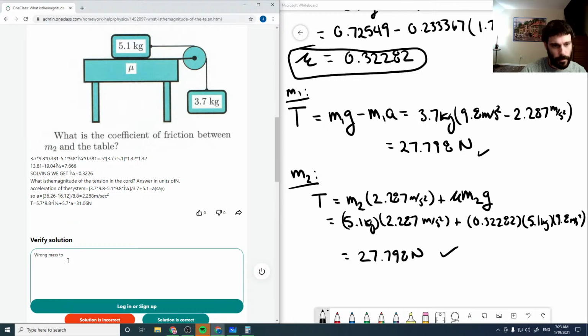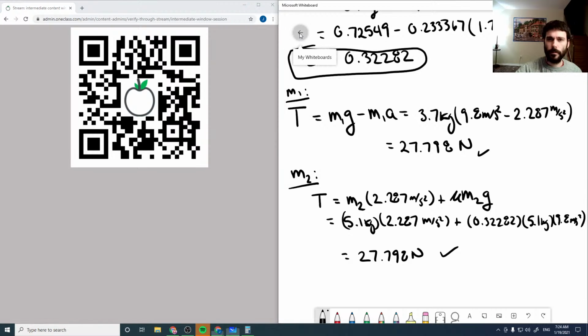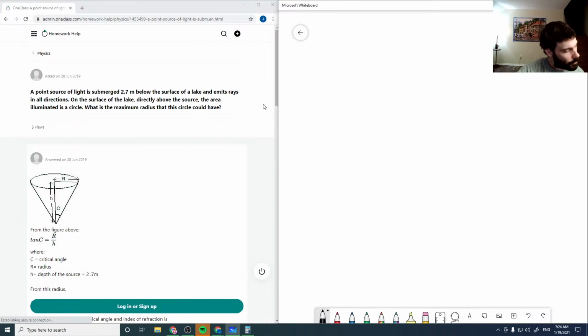Wrong mass to solve for tension at the end. Incorrect T value. Alright. So they just used the wrong mass at the end, but that's a small mistake. This should probably be rectified. Okay.